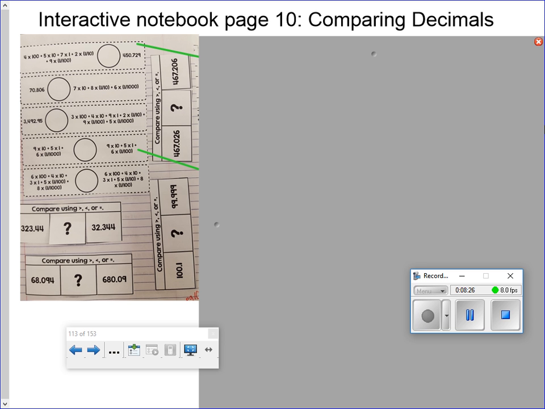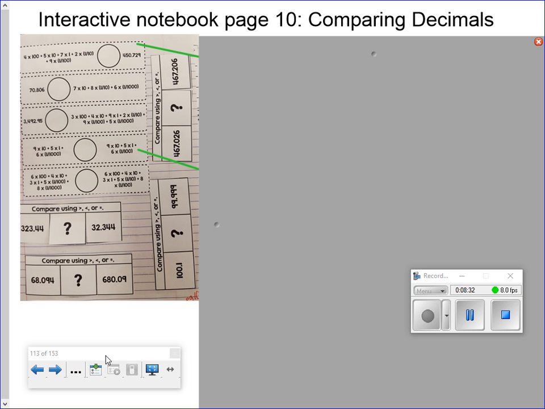Okay, once you have completed this video and think you understand comparing decimals, you're going to work on Interactive Notebook page 10. So after you glue it all in, it should look something like this. And each one of these question marks is going to be a flap with the correct greater than, less than, or equal to sign in it. This other part is not a flap. You are just going to write in the circle the greater than, less than, or equal to sign.